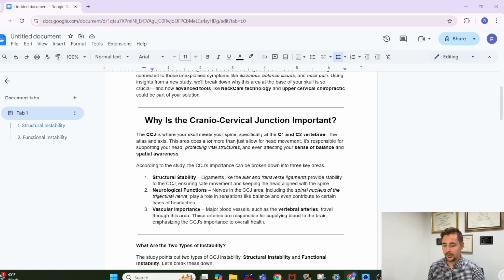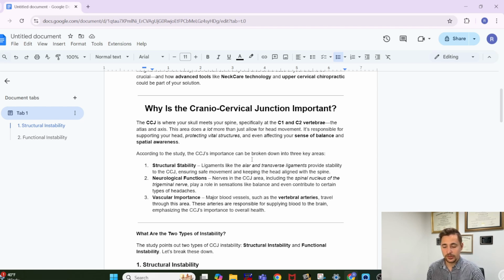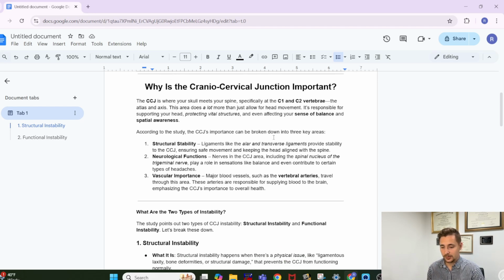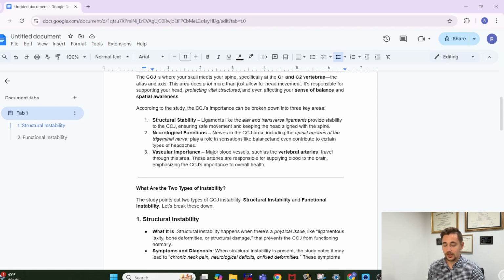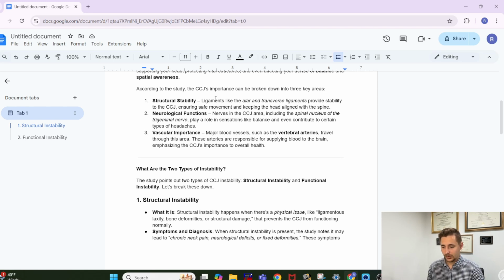So let's first talk about why the craniocervical junction is so important. The craniocervical junction is where your skull meets your spine. This is specifically the C1 and C2, the first two vertebrae in your spine, the atlas and the axis. This area does a lot more than just head movement. It's there to support your head, it protects vital structures, and it even affects your sense of balance and spatial awareness.